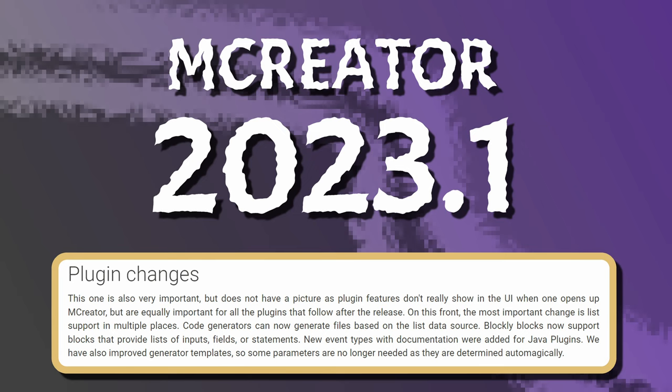Code generators now can generate files based on the list data source. Blockly blocks now support blocks that provide lists of inputs, fields, or statements. New event types with documentation were added for Java plugins. We have also improved generator templates, so some parameters are no longer needed as they are determined automatically.